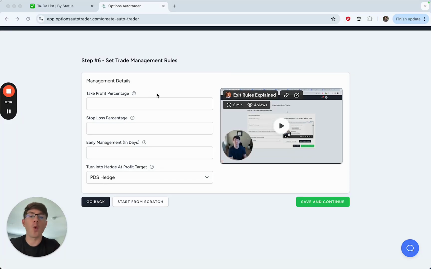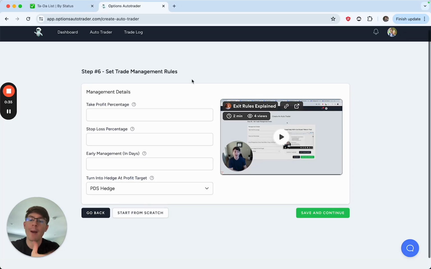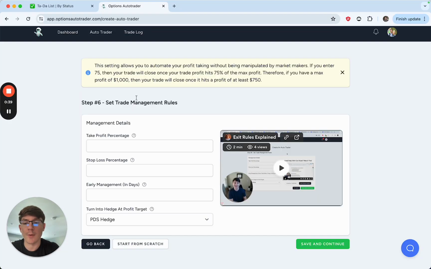This determines when your trade will hit a certain profit, when it should close that trade for a profit. The stop loss percentage is when it will hit that stop loss amount and when it should close to mitigate your losses. Early management refers to how early you want to close a trade before you get to a certain date, and the hedge I'll talk about in a second. Remember, if you ever have any questions about any of these Auto Trader settings, just click on this question mark icon and you get a nice little setting explanation with an example right there.